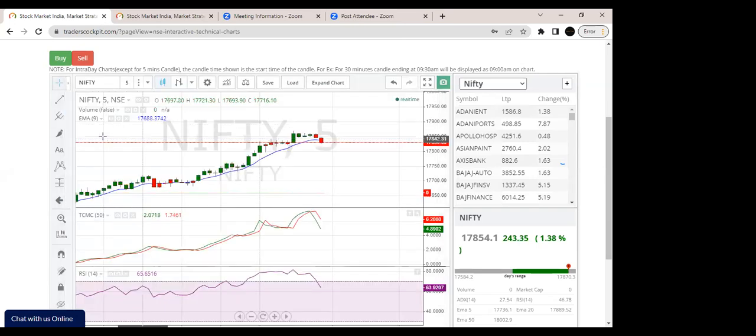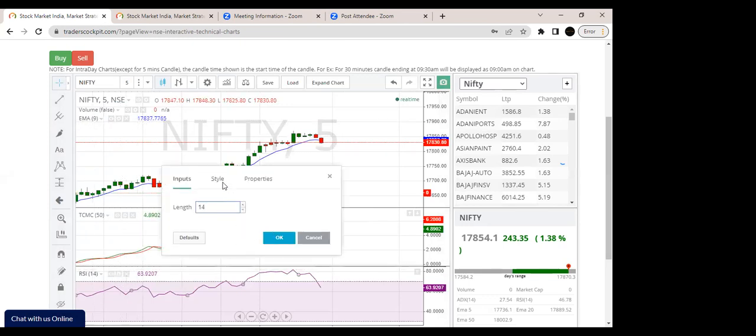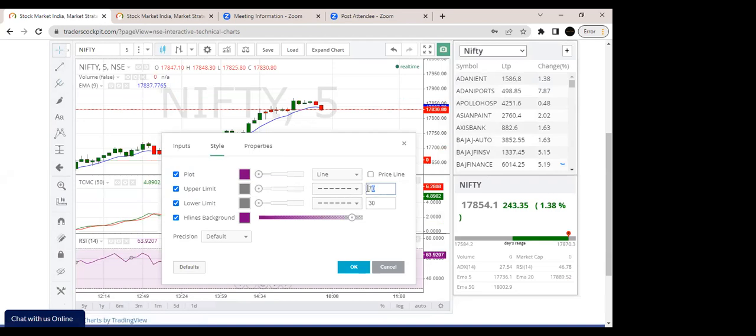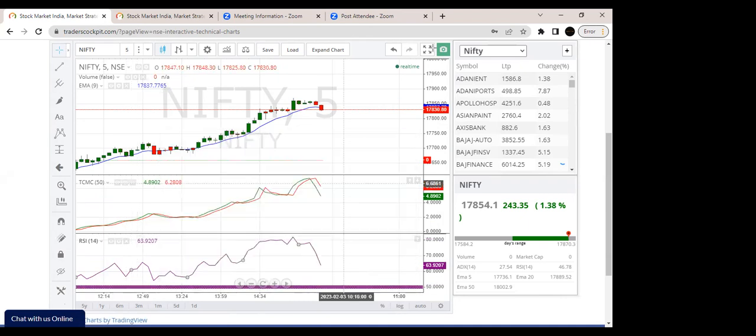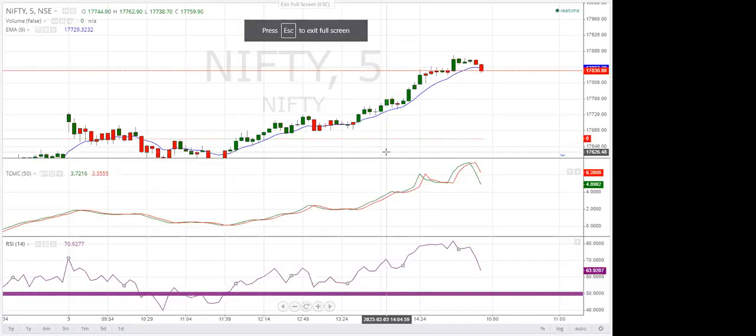So in the moving average, I have chosen a 9-day period, and for RSI, I'll go to settings and make the overbought zone and oversold zone a 50 level. If I set 49 and 51, I'll get an exact 50-level zone. Here you can see I've chosen RSI at the bottom, and there's a purple zone, which is the 50-level zone. So the logic is so simple.